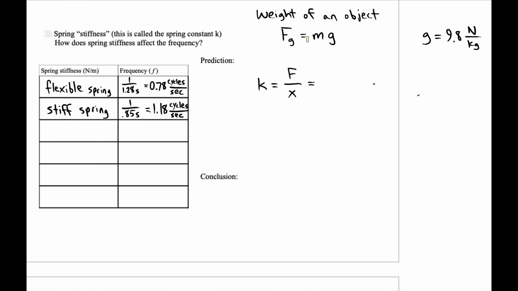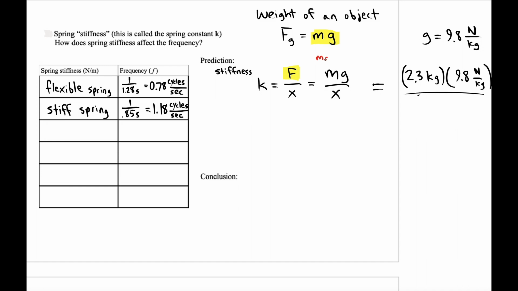So what I'm going to do is replace the force with mg, and we'll get mg over x. This is going to be a formula here for the stiffness of the spring. So let's multiply the mass that's hanging from the flexible spring times 9.8 newtons per kilogram. So this is mass times the acceleration due to gravity, and then divide by displacement of the free end of the spring.